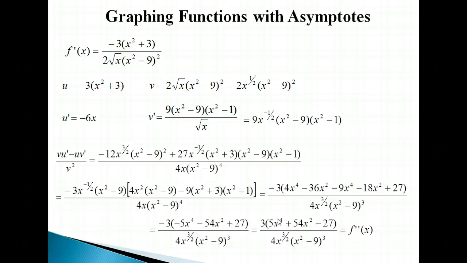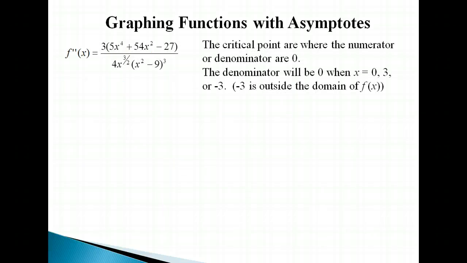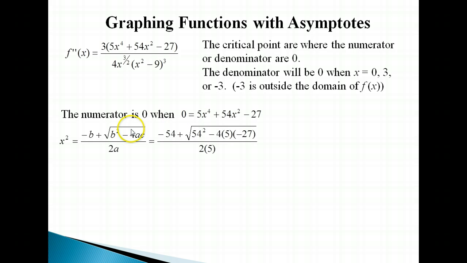Okay, so we want to look for critical points on our second derivative. So looking at your denominator, if x is 0, it would be undefined. If x is 3 or negative 3, it's undefined. Again, we're going to ignore the negative 3. Then we also want to look to see where our numerator is equal to 0. And our numerator is going to equal 0 where that 5x to the 4th plus 54x squared minus 27 is equal to 0. Since that's a quadratic type, we're going to use our quadratic formula.